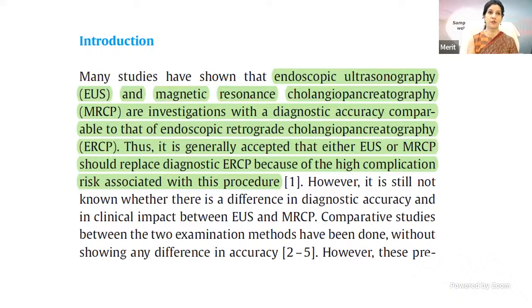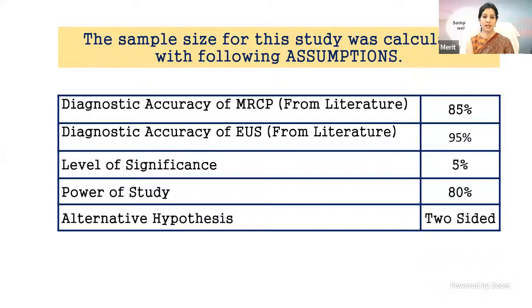However, it is still not known whether there is a difference in diagnostic accuracy and clinical impact between EUS and MRCP. So now they have conducted this study. They have not calculated the sample size, but from the literature we have taken, they have reported the diagnostic accuracy of MRCP as 85%, diagnostic accuracy of EUS as 95%, level of significance as 5%, and the alternative hypothesis is two-sided. So here, we will use the two proportion formula from the Statulator. The two proportions are 85 and 95%, using a two-sided test.